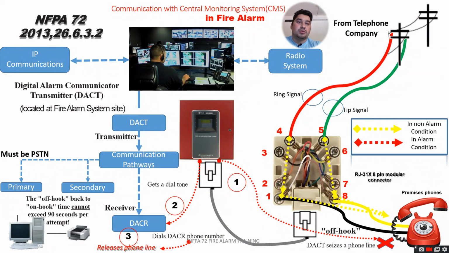Once the premises is on, what will happen? If there is any fire, it will go to the signal and that will be received here. After that, off hook, the DACT seizes a phone line, then it will go here, then it will go here, dials, then releases the phone line.